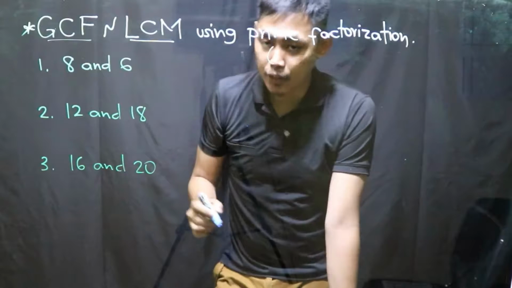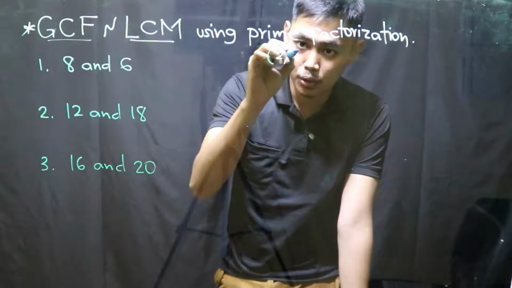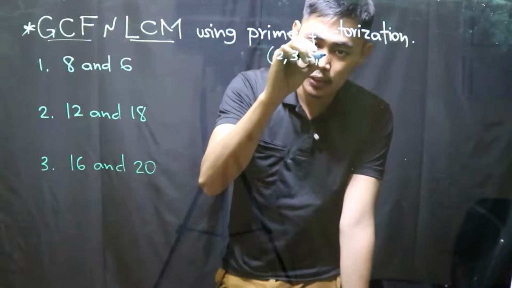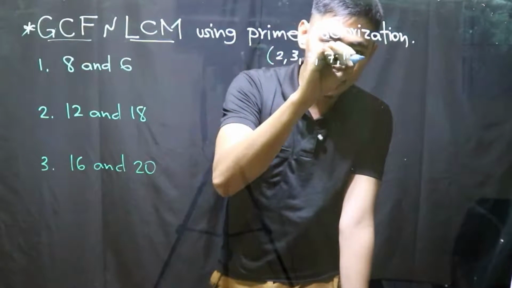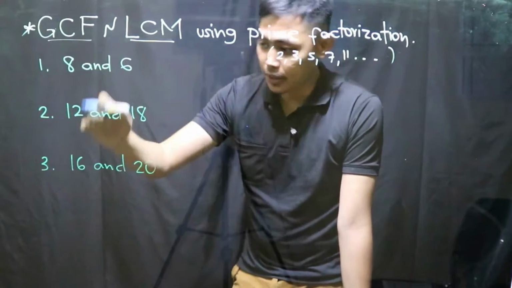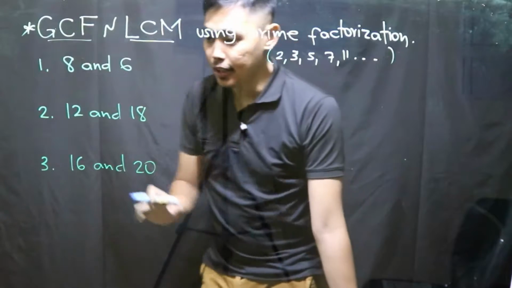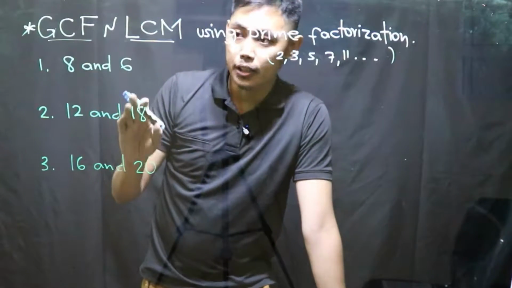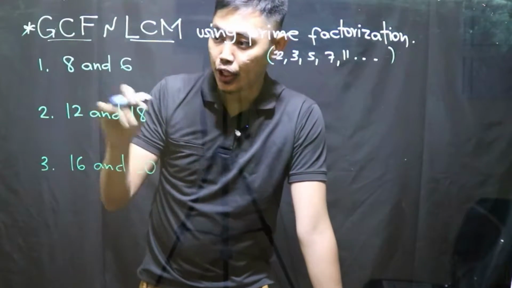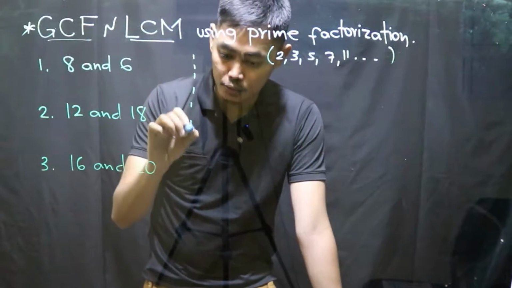Now, doing prime factorization, you will need to know the base primes. Those are 2, 3, 5, 7, 11, and so on, as your numbers get bigger. But since we are dealing here with smaller numbers, we will use these. Now, we will first get the prime factorization of each number. So, let's go ahead and solve.